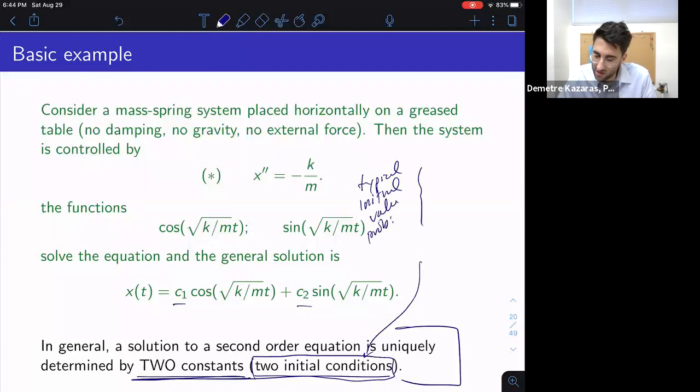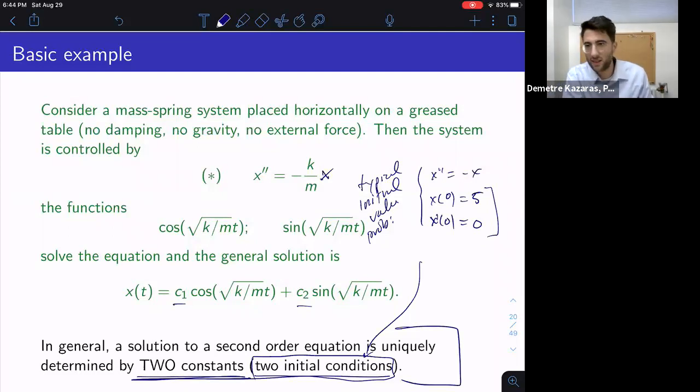You would have some second order equation. I don't know, x prime prime is equal to minus x. You would specify some initial value of the function, say at time 0, I want this to be 5. And then you need to specify another piece of information. That could come in the form of, say, another value of the function. Or you could even specify what you want the derivative of your solution to be at a given time. Say I want the derivative of my solution at time 0 to be 0. These two pieces of initial data will uniquely determine the solution.